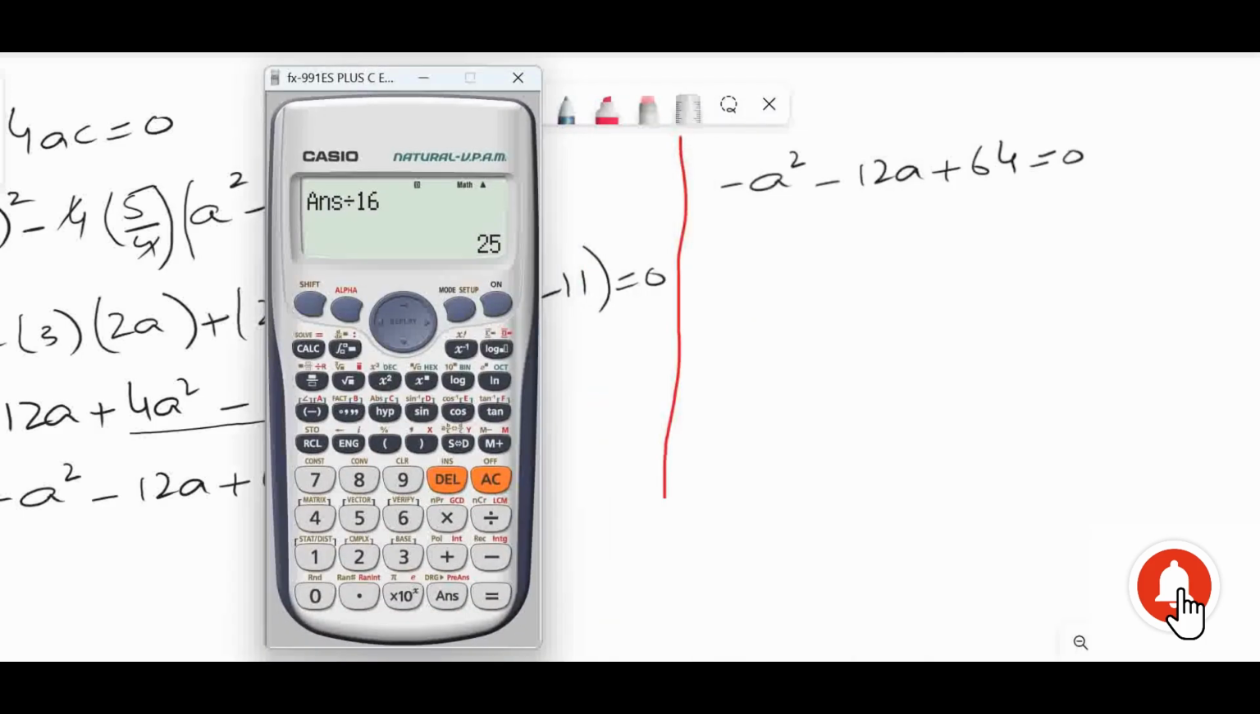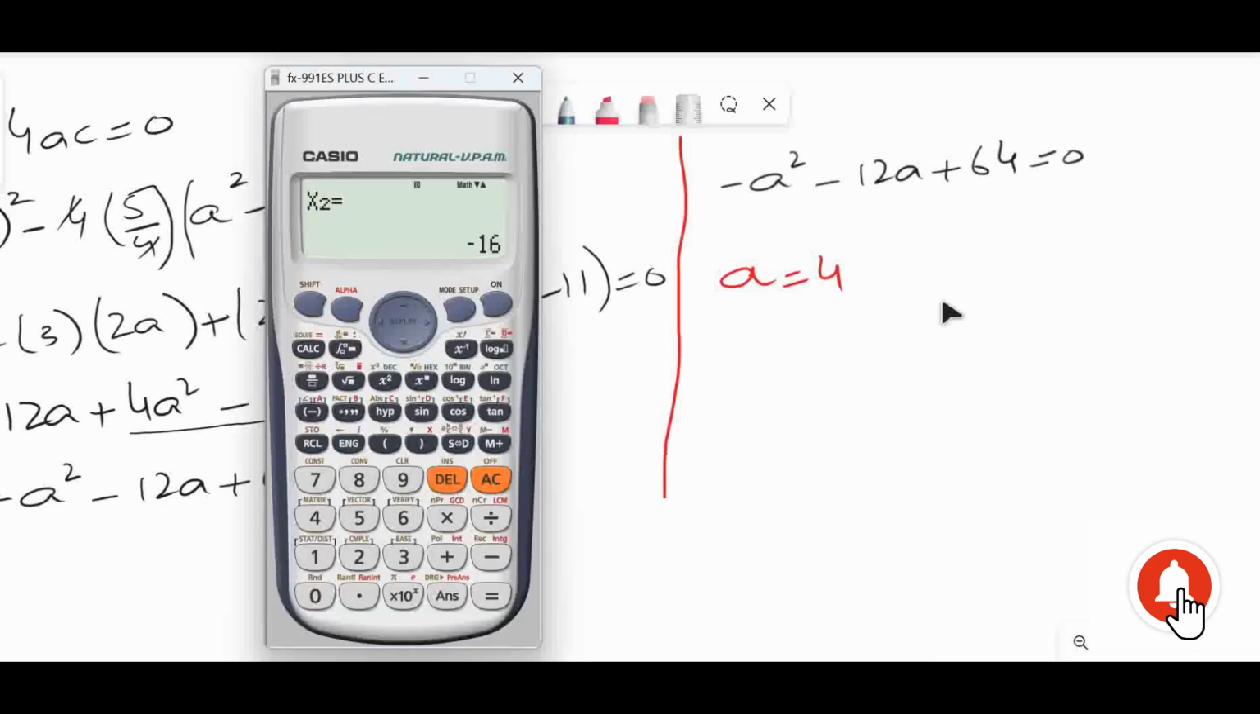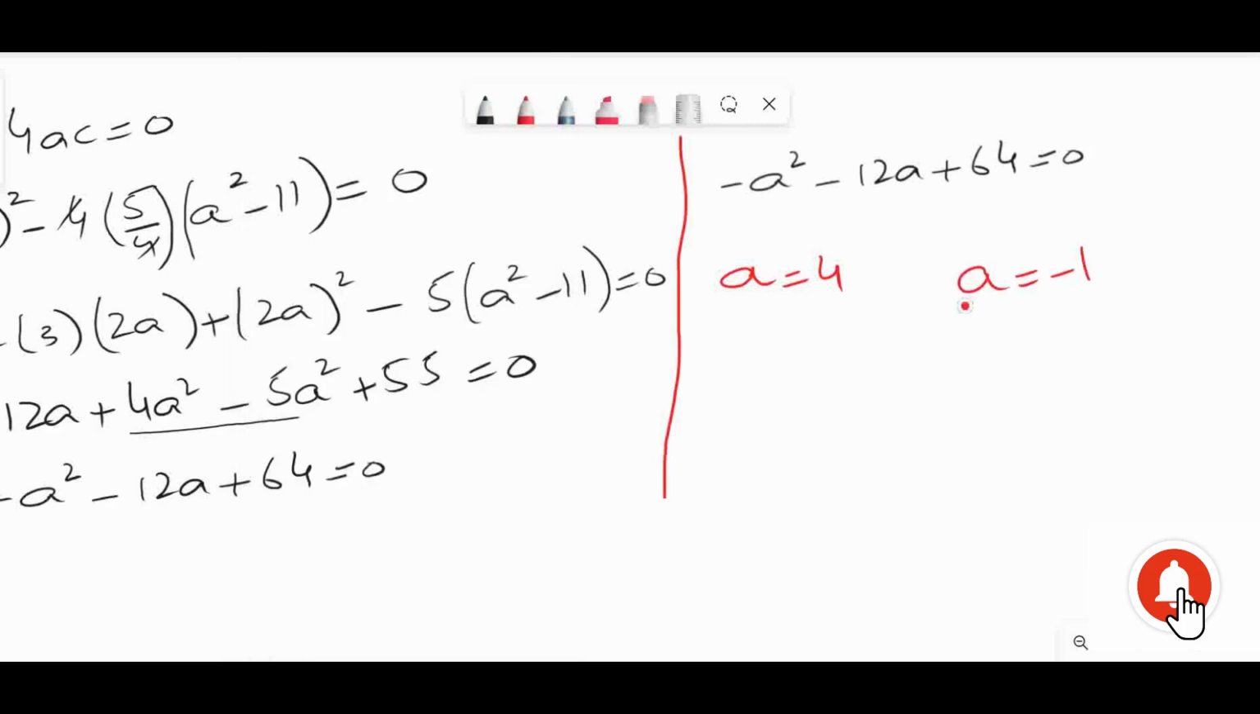Let's see the value over here. So this will be equation mode 5 and then 3. The value of a is −1, the value of b is −12, and the value of c is 64. So let's see the final answer. One is a = 4, and the other value is a = −16.